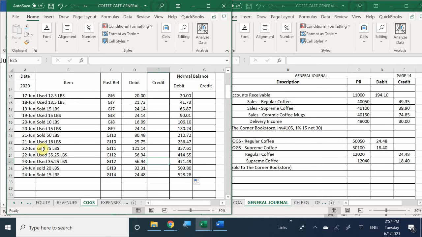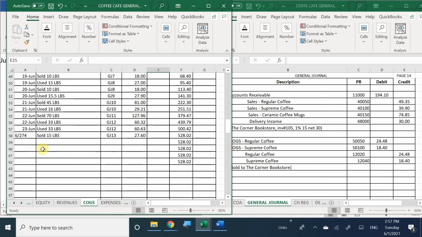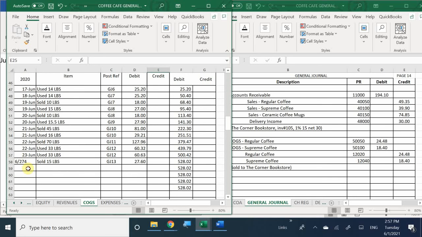Want to go to COGS Supreme Coffee? Date 6/24, sold 10 pounds. GJ 14, 18.40, it should give 546.42 for your debit balance. 546.42, good.